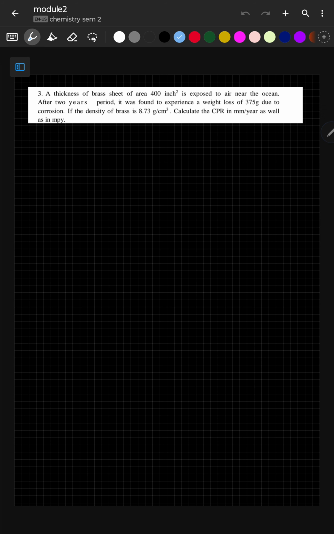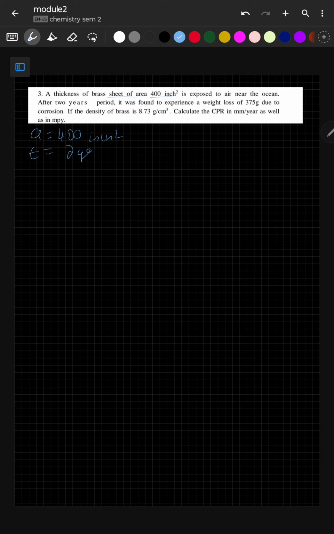Quick, let's go to the next question. See, this we did much faster. This we did in less than 5 minutes. So in the first question only the explanation took time. Otherwise we will do it fast. A thickness of brass sheet of area 400 inch square is exposed to air near the ocean after a 2 year period.